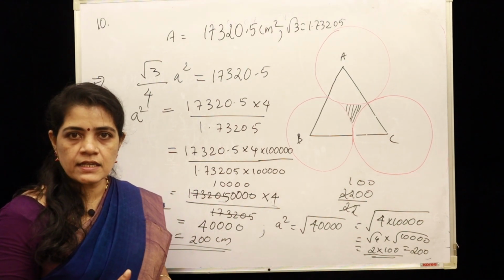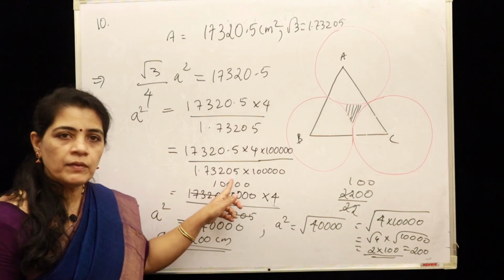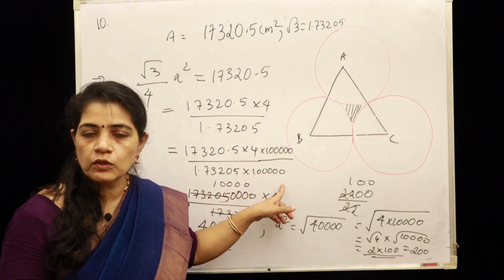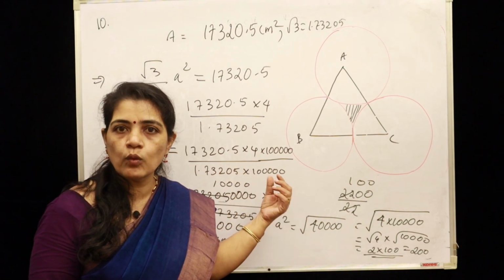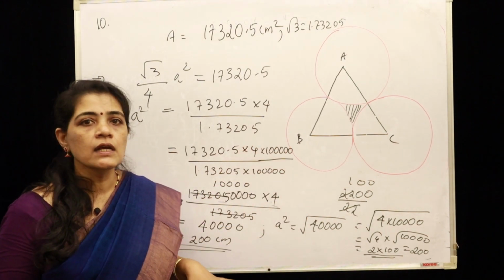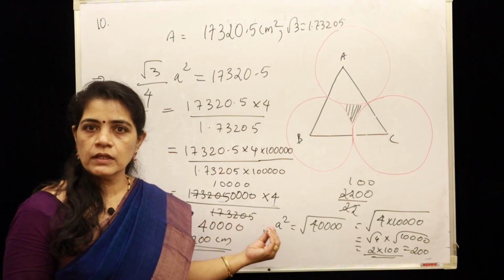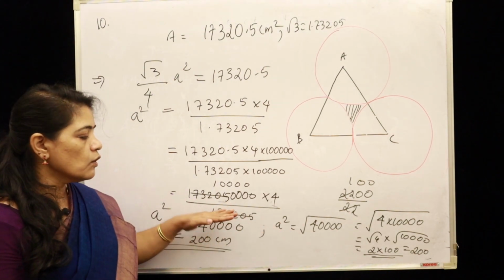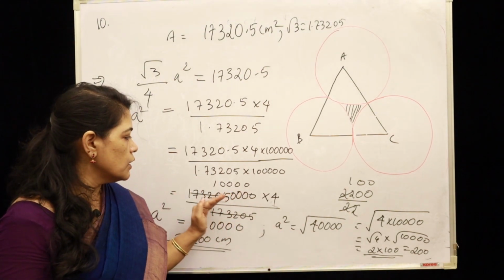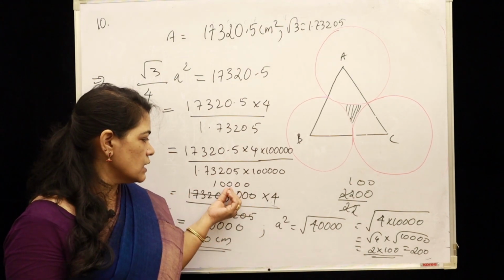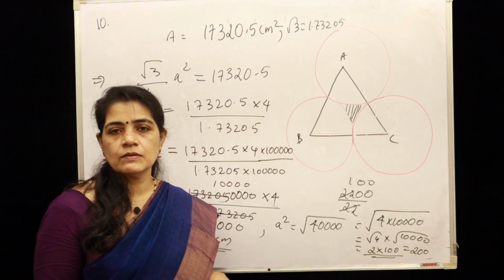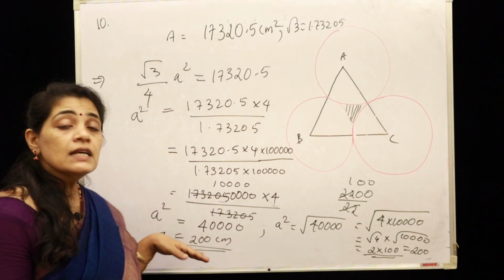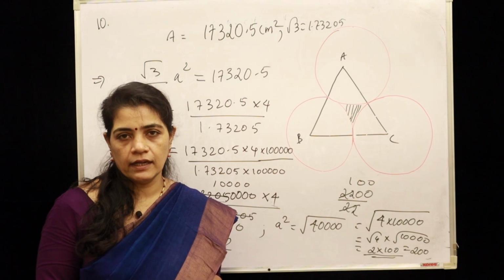The steps are clear, children. In order to eliminate decimals, we have to multiply with suitable powers of 10. Being 5 decimal places, 1 along with 5 zeros, that is 1 lakh, on numerator and denominator, so that we will get a natural number in the denominator. That will be cancelled with the numerator, but the zeros, that is 1 along with the 4 zeros into 4. Then the next steps are clear. So this is the side of the equilateral triangle.